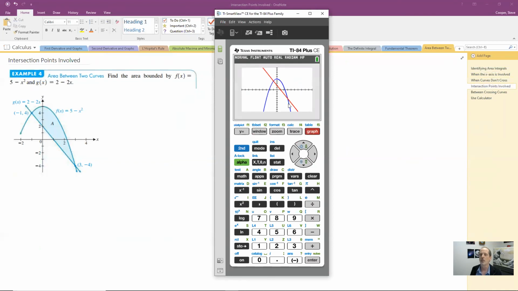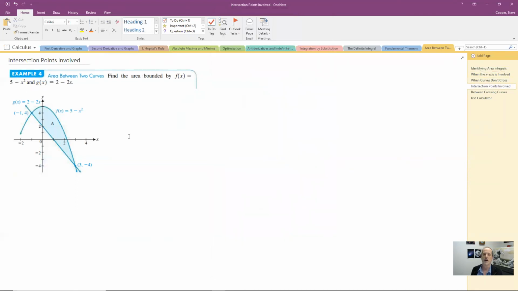Okay, so what I'm interested in are the intersection points. Well, I've got two options. We'll get back to the calculator in a minute. I need to know where they share a point, and that tells me the bounds for my integral. So I'm going to set f of x equal to g of x and solve, because of course that's where they're equal, right? They both share negative 1, 4, and 3, negative 4.